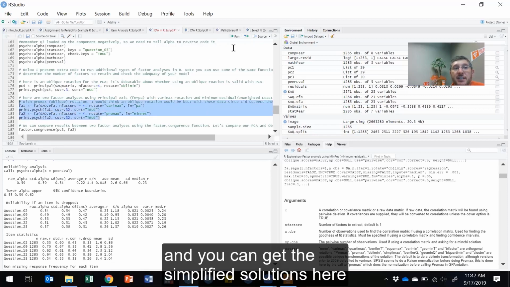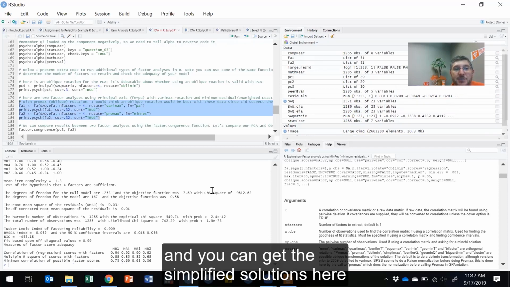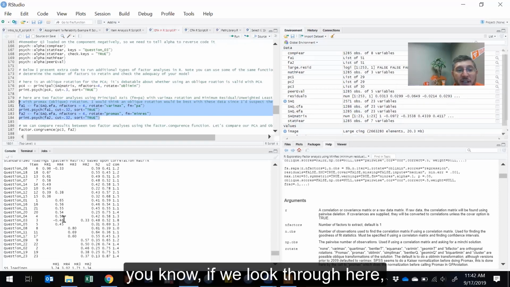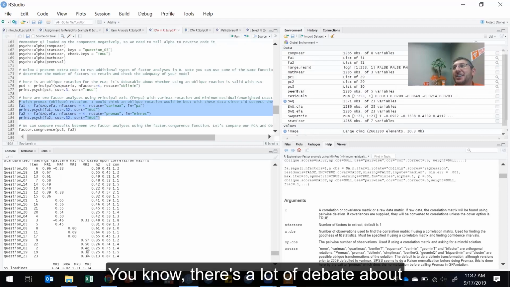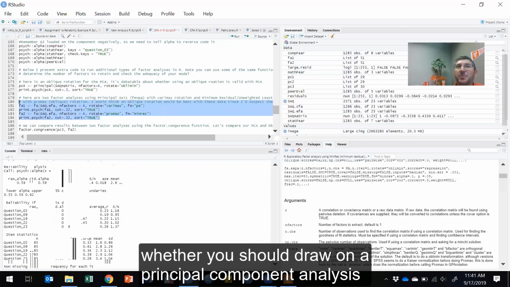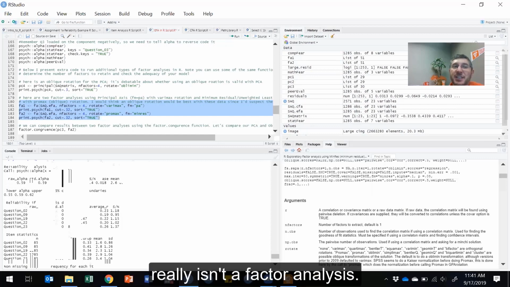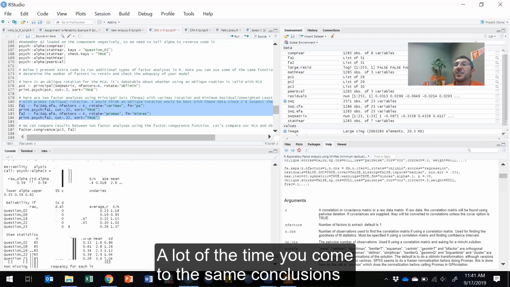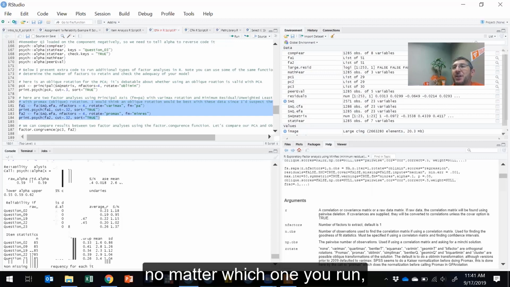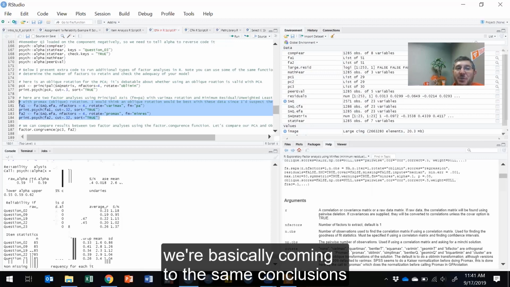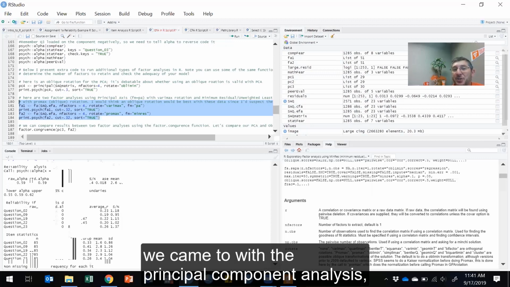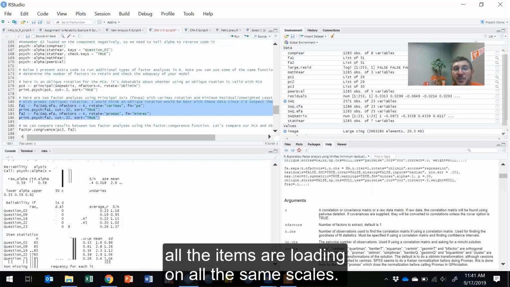And you can get the simplified solutions here. We look through here. They're basically aligning the same way. There's a lot of debate about whether you should run a principal component analysis or a factor analysis. Principal component analysis really isn't a factor analysis. A lot of the time, you come to the same conclusions no matter which one you run. If we look at both of these factor analyses, we're basically coming to the same conclusions we came to with the principal component analysis. All the items are loaded on all the same scales.